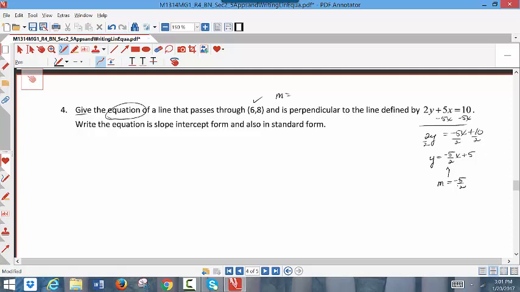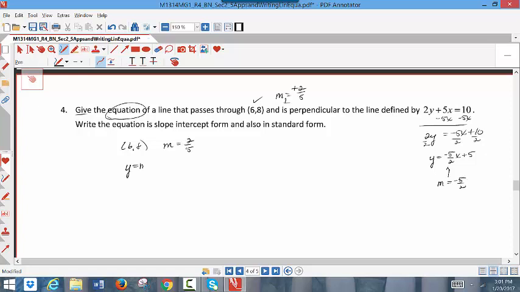Now, my question is, give the equation of a line that passes through point (6, 8) and is perpendicular to this line. If I'm perpendicular, if this one's negative, mine is positive, and I take the reciprocal. So the equation I'm supposed to write is passing through the point (6, 8), and it has a slope of 2/5. No longer do I need the scratch work over on the right side of the page. I focus only on these two pieces of information.